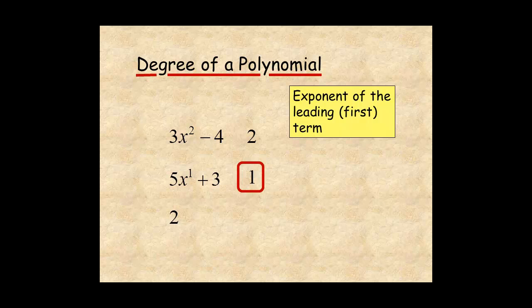For the third example, the polynomial is the constant 2 and doesn't have a variable or an exponent. A constant has a degree of 0. This is because 2 could be written as 2 times x to the power of 0. And since the exponent is 0, the degree of the constant is 0. Constants always have a degree of 0.